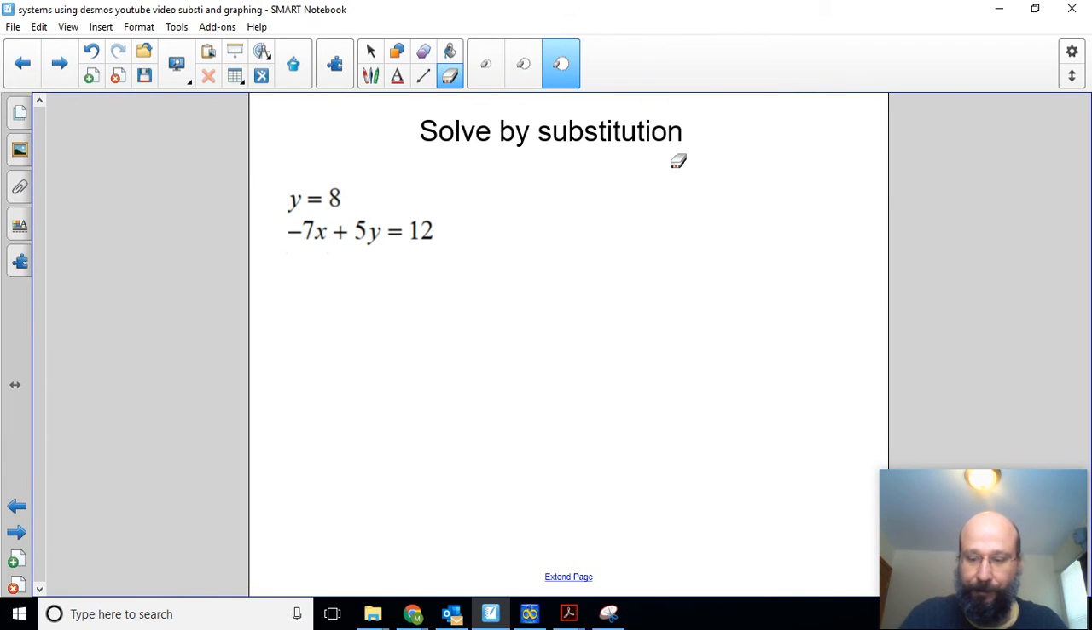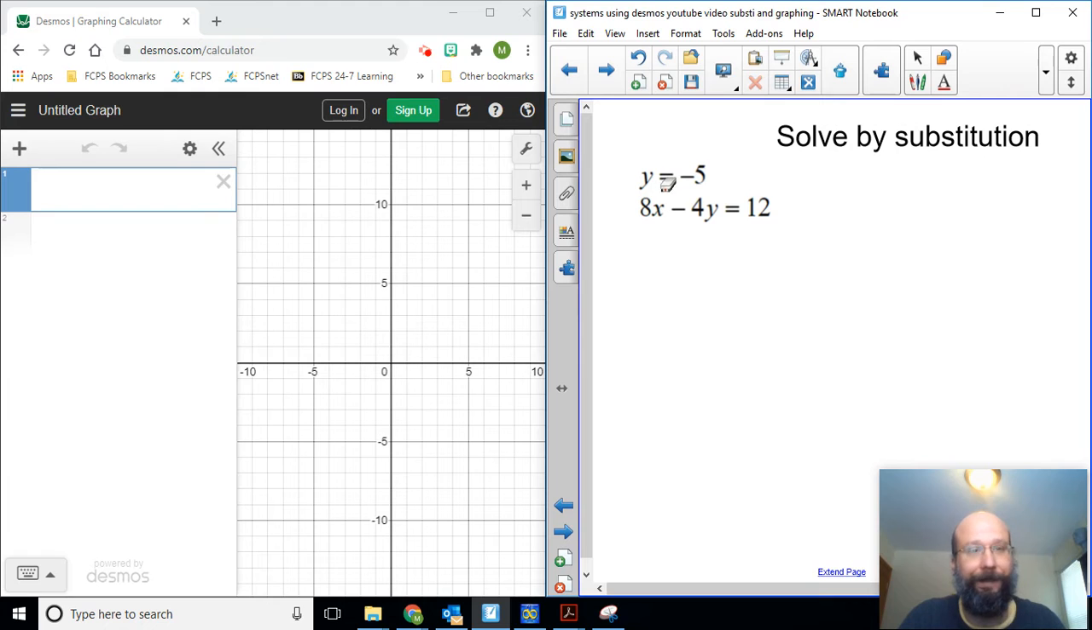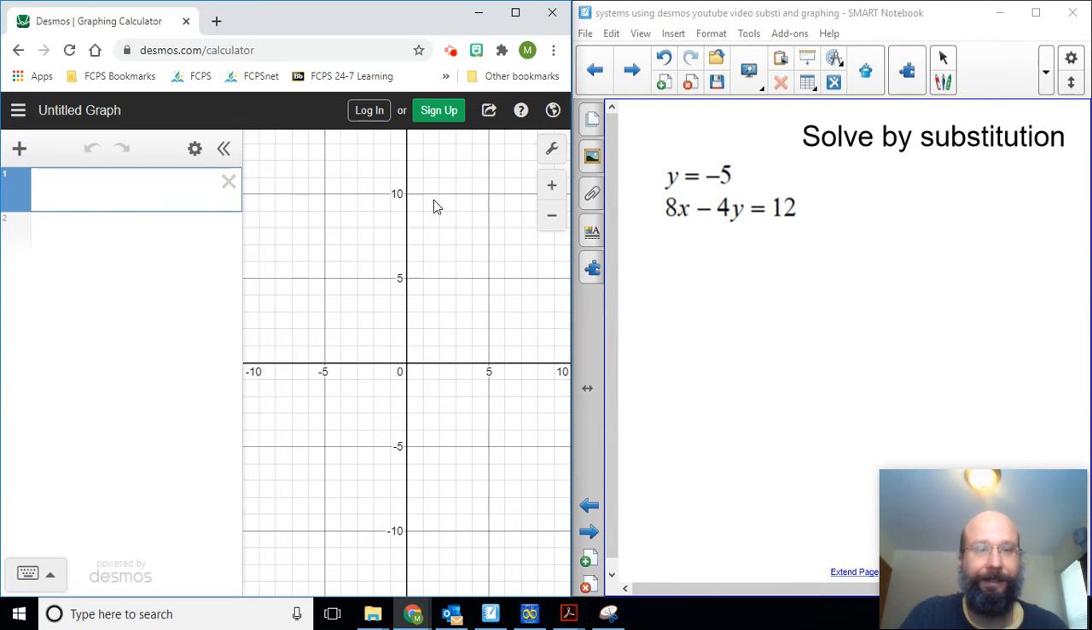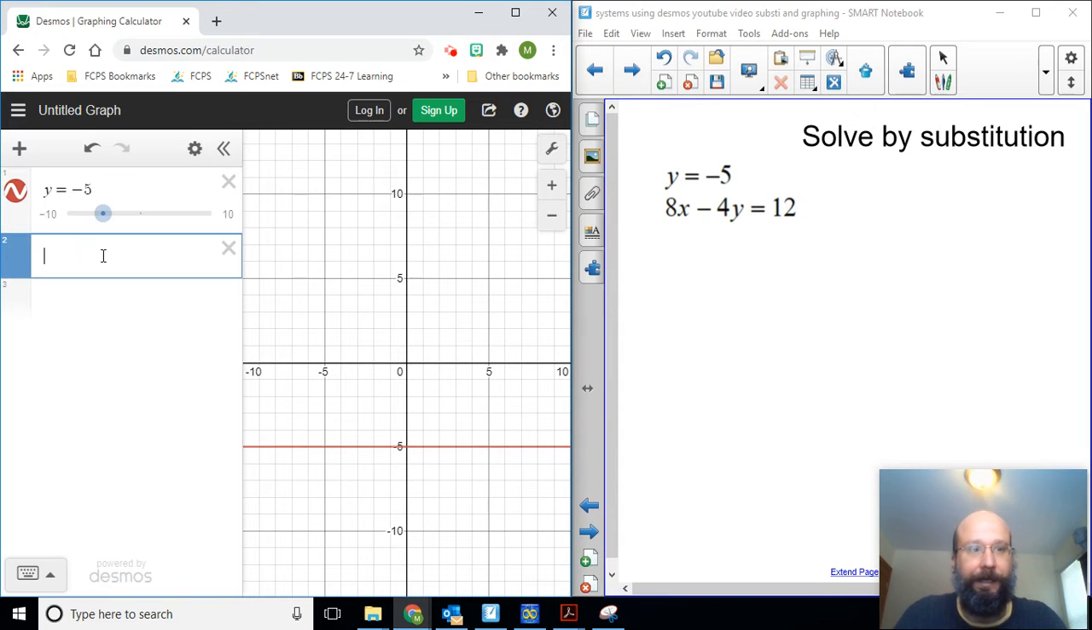So let me call up DESMOS. So here it is. And here's the systems here. So again, DESMOS.com, graphing calculator. There's two linear equations. I'm going to put the first linear equation in the top row. I'm going to put the second linear equation in the second row. So 8x minus 4y equals 12. So I got this one here, and then I'm looking at my lines.